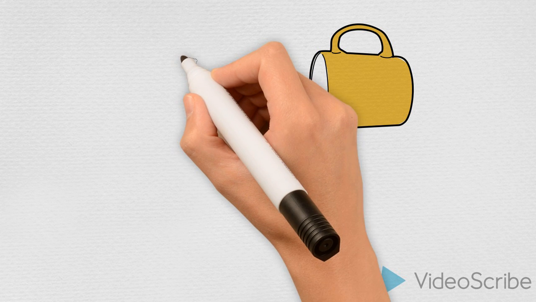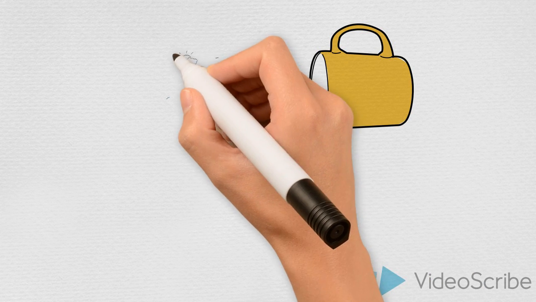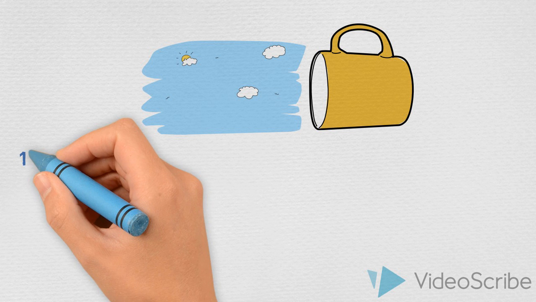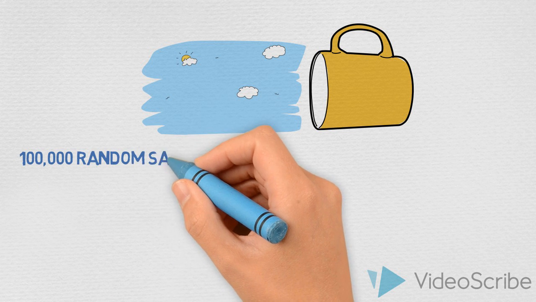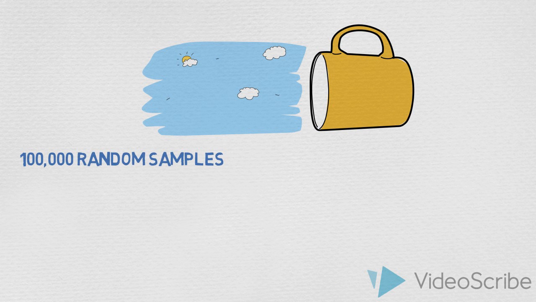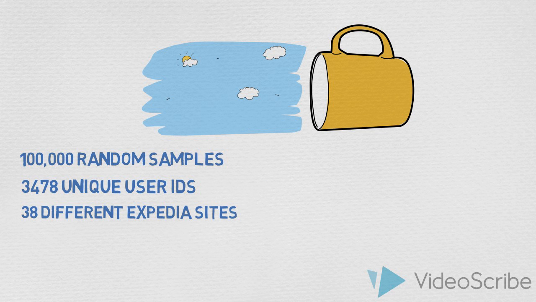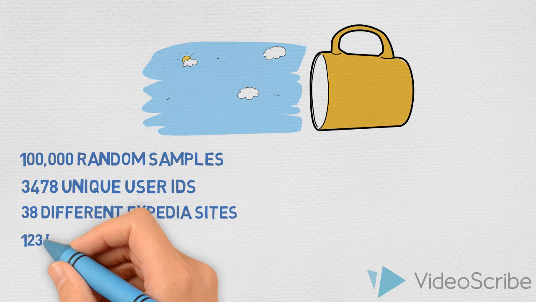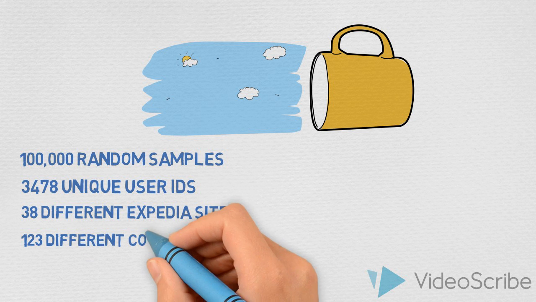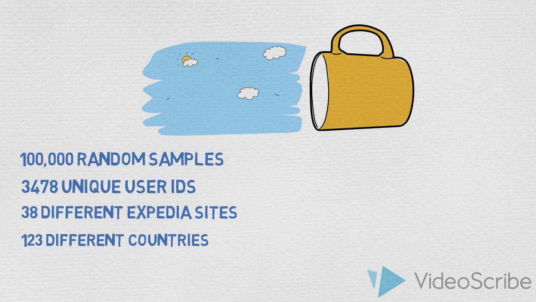So first, we gathered some descriptive statistics, and I'll share with you the key ones that we gathered. So we took a sample of the original 30 million plus rows of data. We took a random sample of about 100,000 users, out of which there were 3,478 unique user IDs, 38 different Expedia sites used from around the world. So, for example, Expedia.com or its UK counterpart, Expedia.co.uk. There were users from 123 different countries, 510 regions, and 3,751 cities around the world.